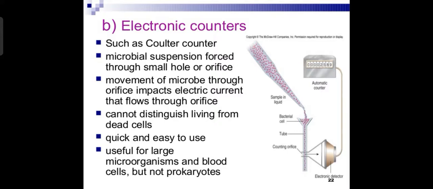In the picture, you can see the device wherein the microbial suspension is added through the counting orifice. Cells will be counted in the counting orifice, which is attached to an electronic detector. Then the counted cells will be displayed on the automatic counter display. So this is about the Coulter counting method.